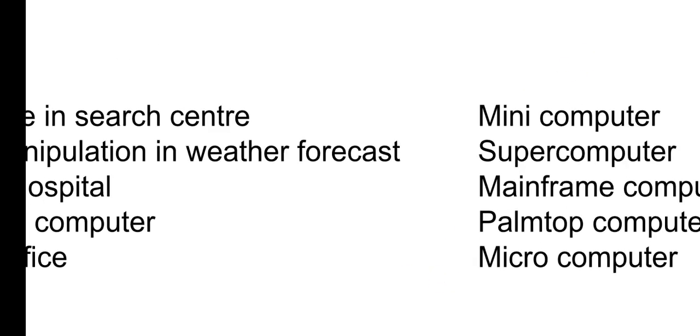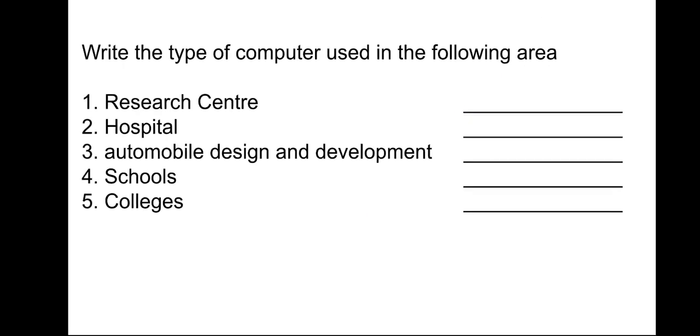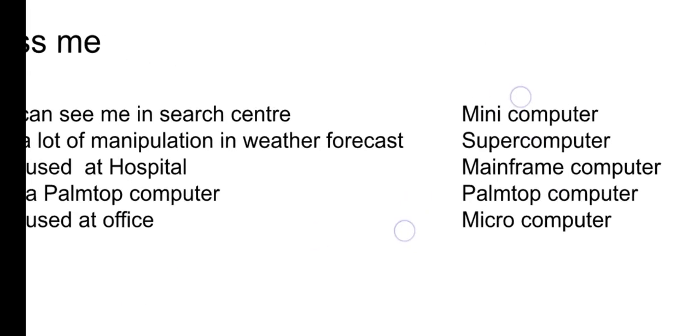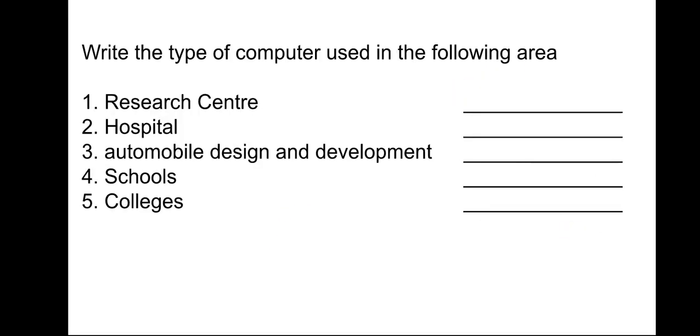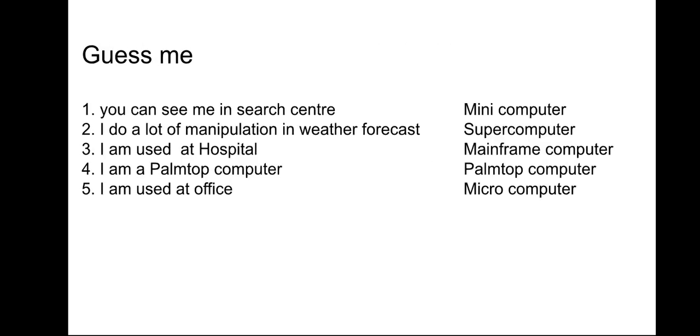Then in the next one you can see hospital. In the previous slide you can see the third one is mainframe computer. So what do we have to write here? Mainframe computer. Then the third one, automobile design and development. For any official purpose we can use only mainframe computers.